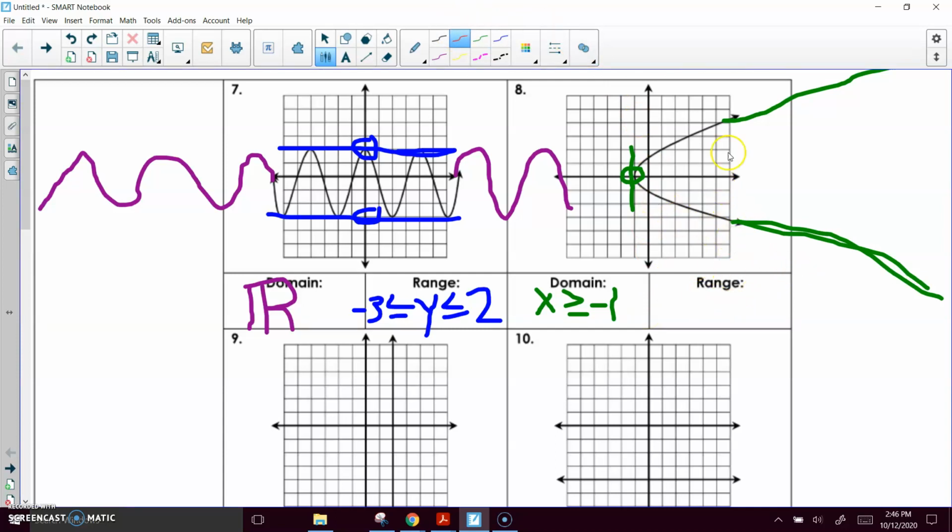Range is bottom to top or top to bottom. It goes forever down and forever up, so my range is all real numbers.